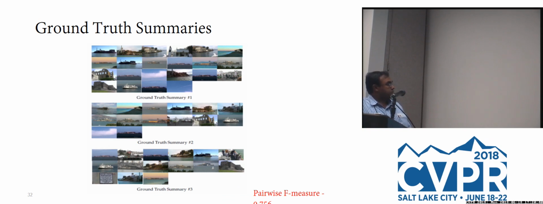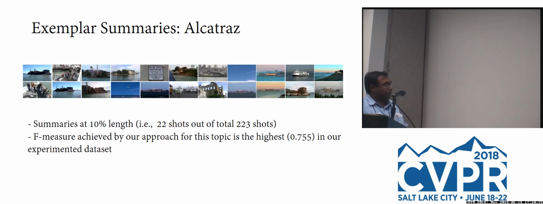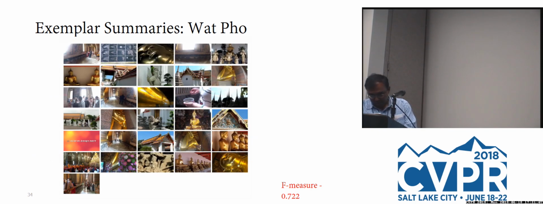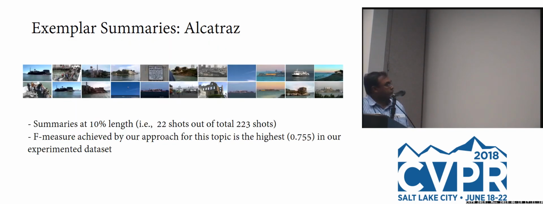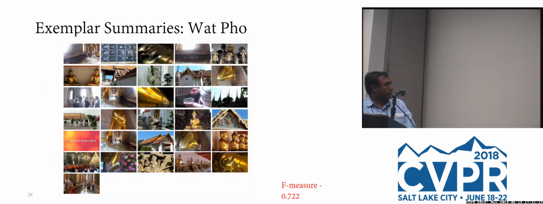Here are some examples of ground truth summaries that were provided. I think this is the category for Alcatraz. These were the ground truth summaries from 3 different users, and you can see that there are similarities, but there are differences. For example, you can see some differences over here in those summaries. And for Alcatraz, these are some of the summaries that were provided by our method in this particular case. And here are some summaries for a different category.